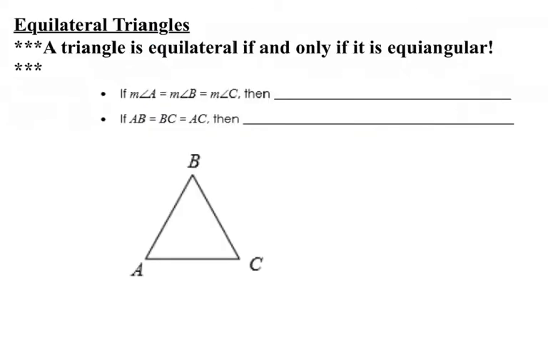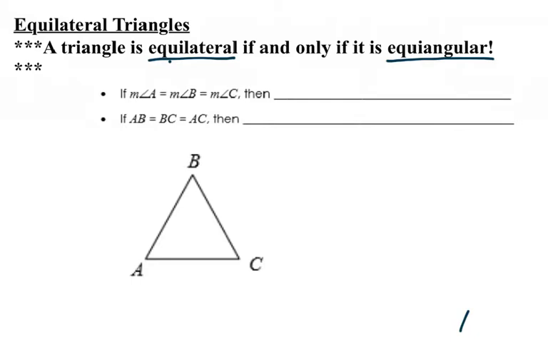Okay, so now let's look at equilateral triangles. So an equilateral triangle, let me say this again. A triangle is equilateral if and only if it is equiangular. So remember, lateral refers to sides, angular refers to angles. So here's what it's saying.